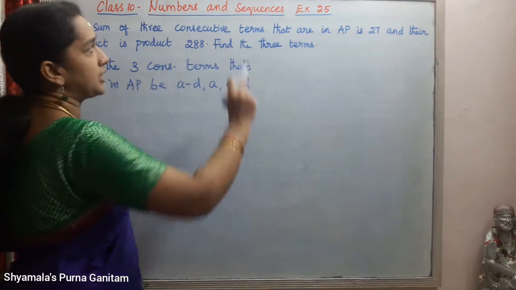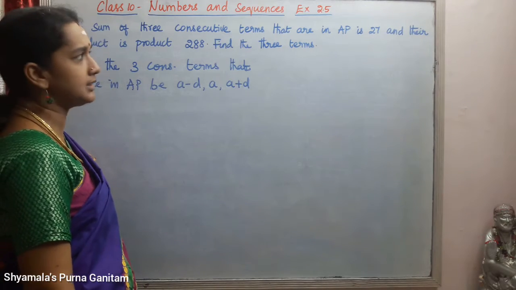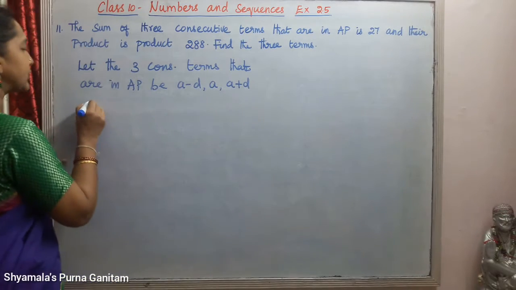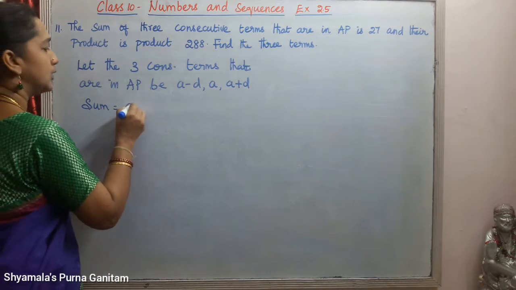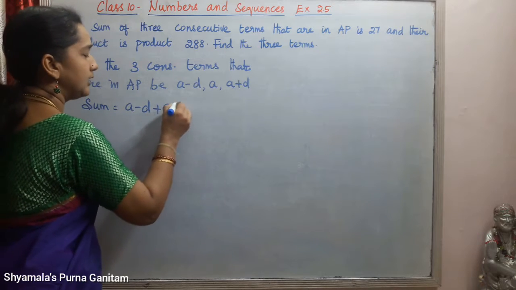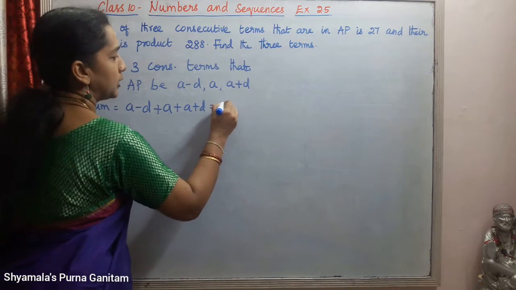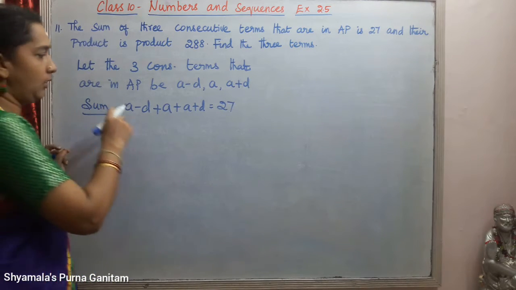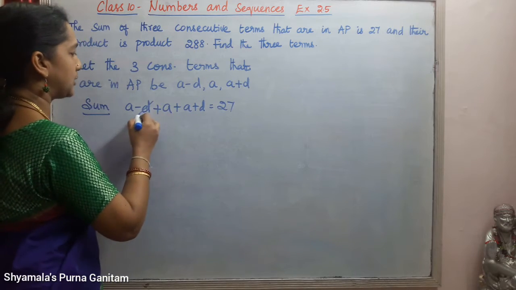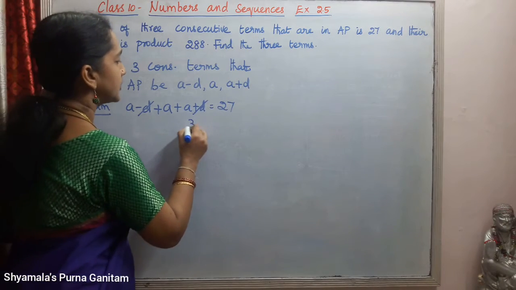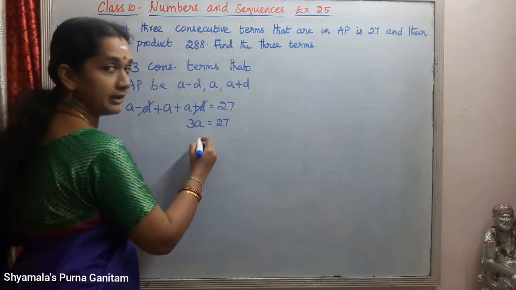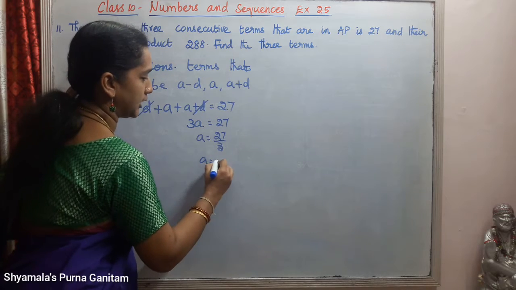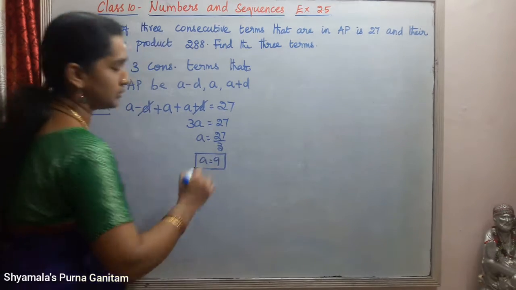Question given is, sum of the three consecutive terms that are in AP is 27. So we have taken the three terms as A minus D, A, A plus D. So their sum is equal to A minus D plus A plus A plus D is equal to 27. So plus D and minus D will get cancelled. So 3A is equal to 27. So A is equal to 27 by 3. So we will get A is equal to 9. That is the middle term is 9.